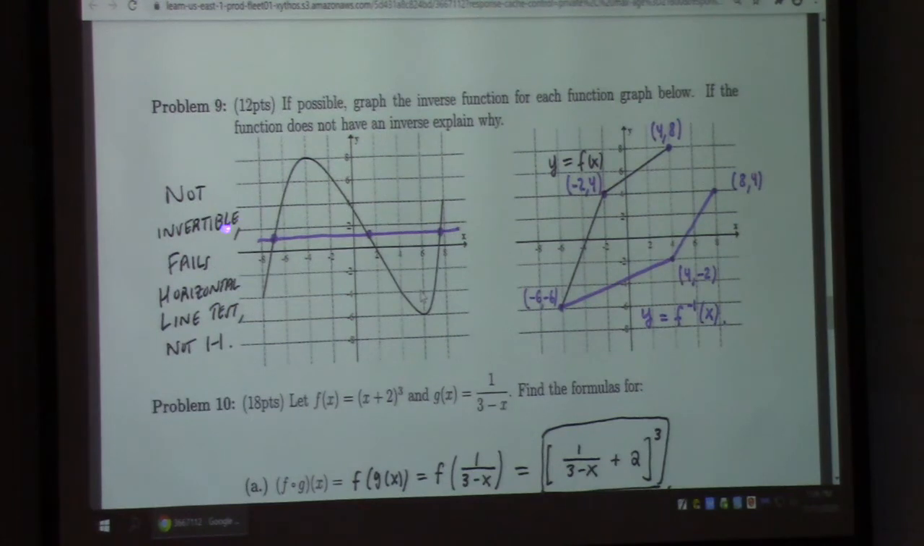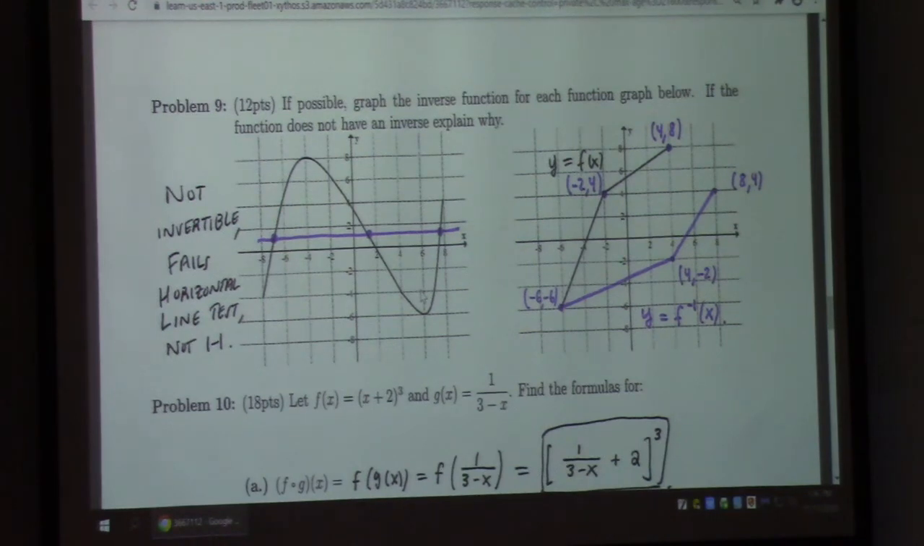Remember, it has to pass the horizontal line test. So this one does not, and so this function is not invertible. In contrast, this one over here does pass the horizontal line test. If you pick a horizontal line, it only cuts through the black line at one point.